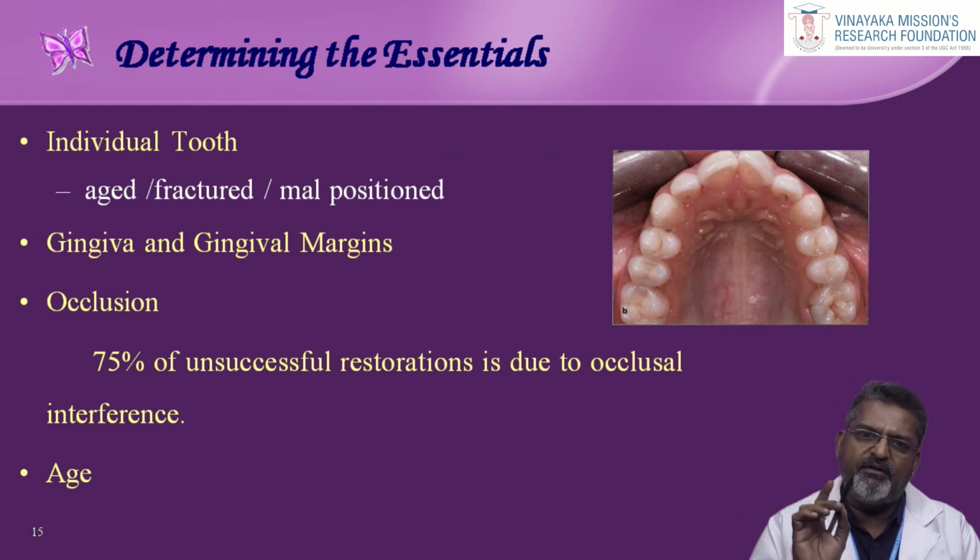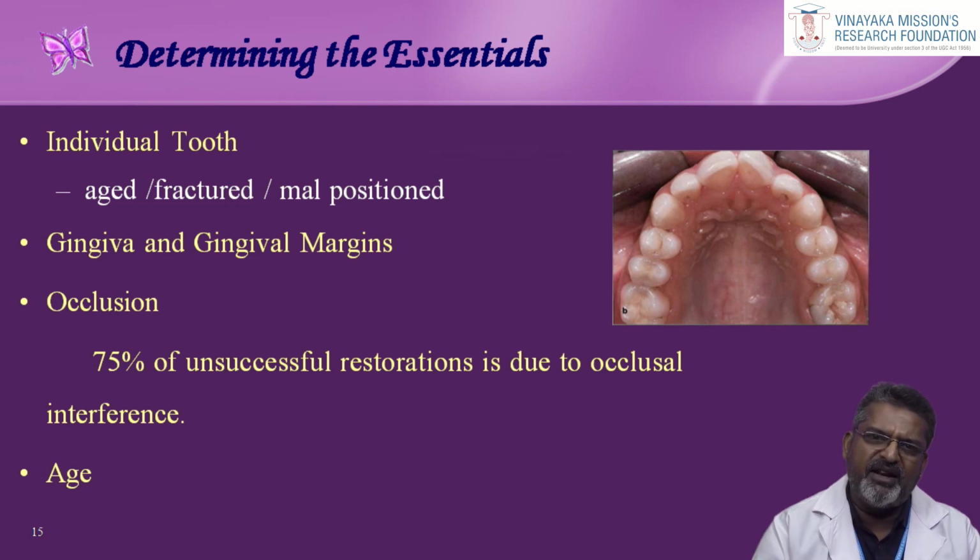So for that we need to evaluate the individual tooth first. What is going to be the age of the patient, whether there is a fracture, if the patient comes with a fracture, and if you are planning for a partial veneer, what is going to be the extent of the fracture. If it is going to be 50% fracture, then I don't advise you to go for veneering, because the reduction in the surface area available for bonding is going to be inversely proportional to the betterment of the final result.